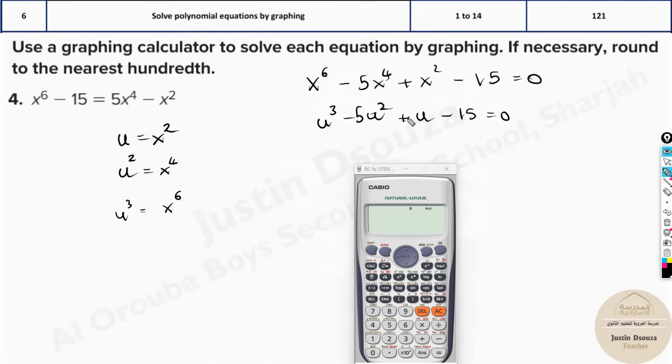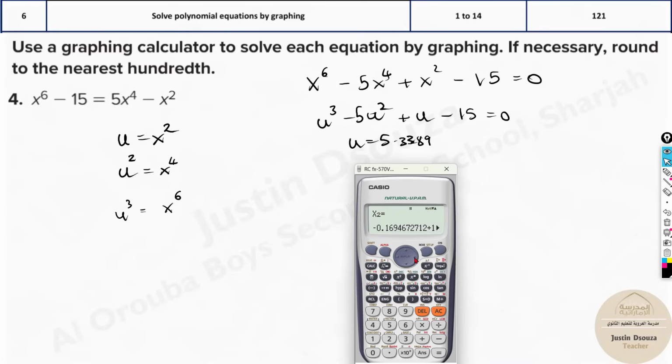So now if you get this in terms of cubic, I can solve this in the calculator by mod 5 and 4. Now I'll type the coefficients 1, minus 5, 1 and minus 15. Now what are the answers? I'll write the answers one by one. So I got u to be 5.3389.